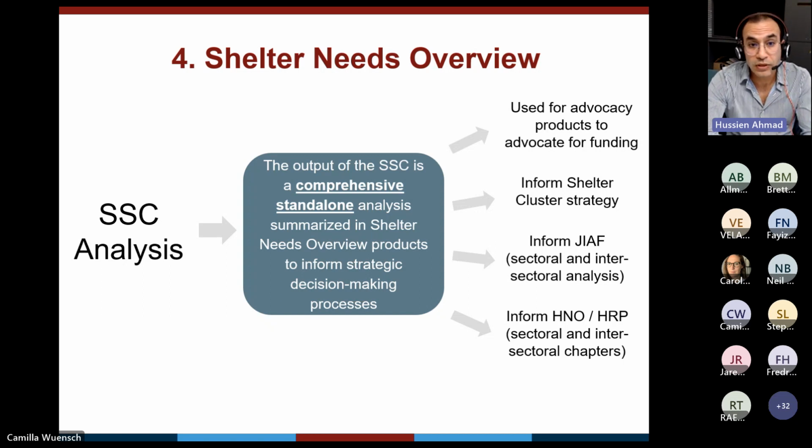These elements will be summarized in the shelter needs overview narrative product that will be used for advocacy, for funding, will be used to inform the shelter cluster strategy, will inform the GF analysis at the sectoral and intersectoral level, and will use as well the intersectoral analysis from the GF. It will inform as well the HNO HRP, the sectoral and intersectoral chapters. So this product will be the main tool of the shelter cluster in the countries to inform all of these exercises moving forward.